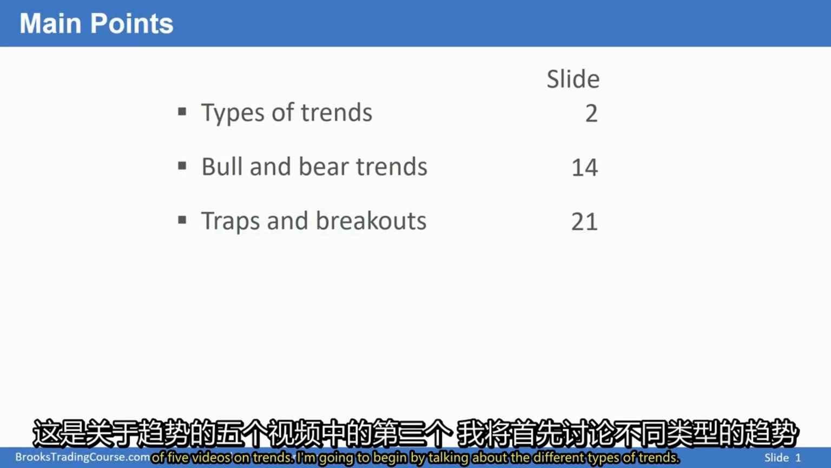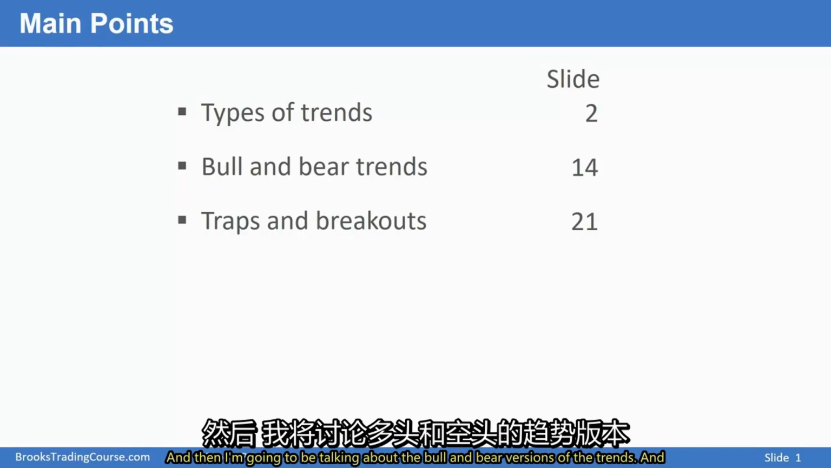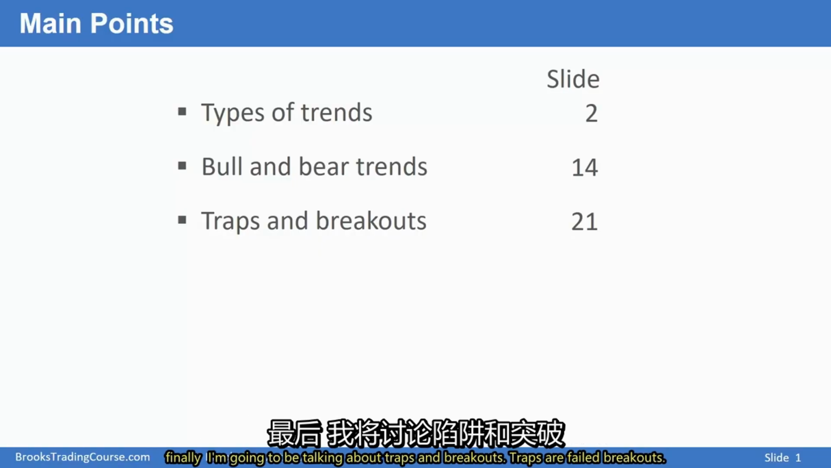I'm going to begin by talking about the different types of trends, and then I'm going to be talking about the bull and bear versions of the trends. And finally, I'm going to be talking about traps and breakouts. Traps are failed breakouts.